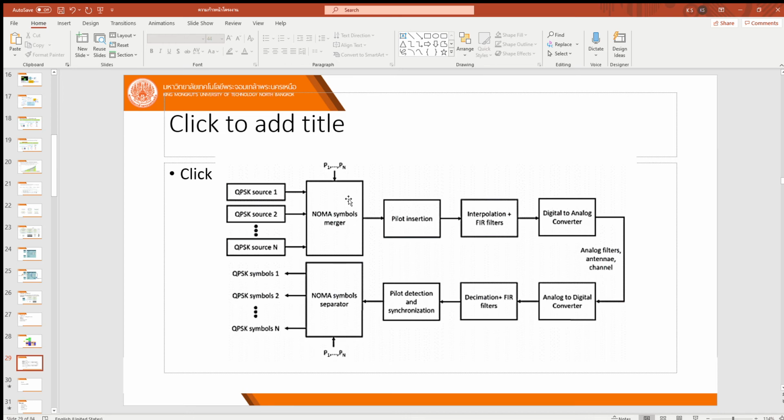But for OMA, normally you use the OMA symbol merger and OMA symbol separator. So the difference is only in the merger and separator.